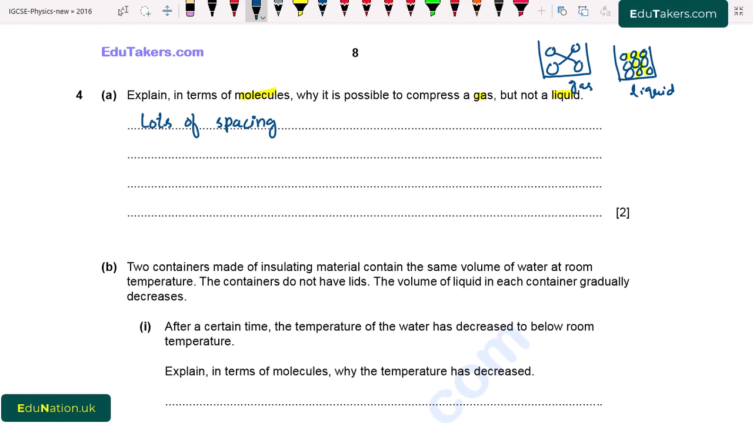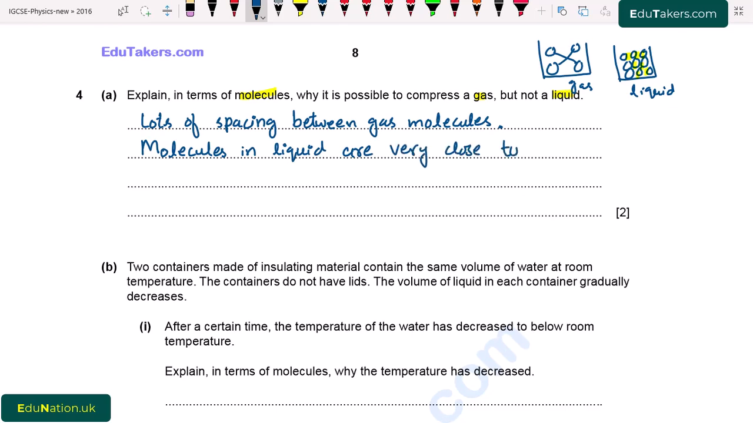between gas molecules, due to which gas is compressible. For the liquid, molecules in a liquid are very close together. So that's why the liquid is not compressible.